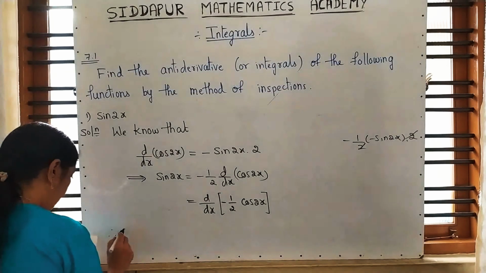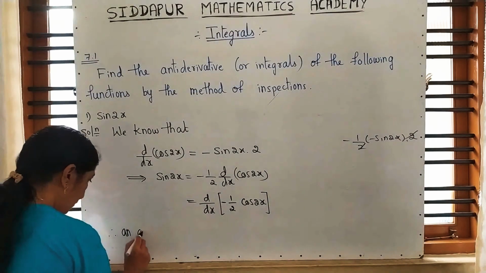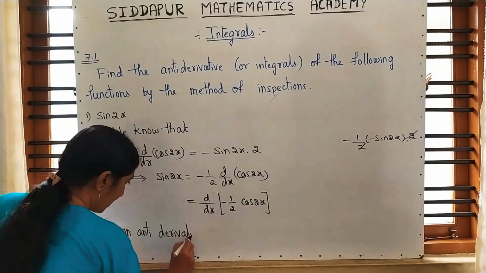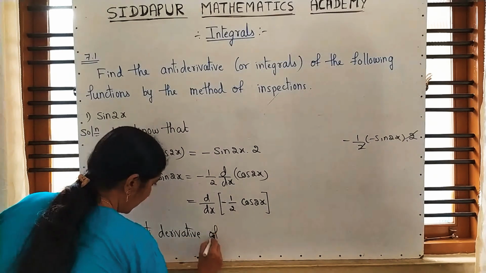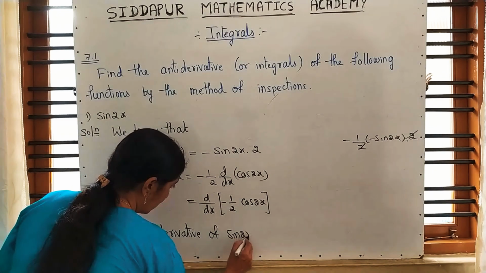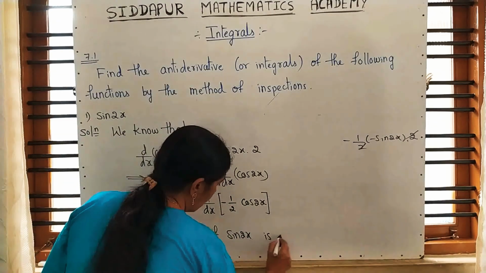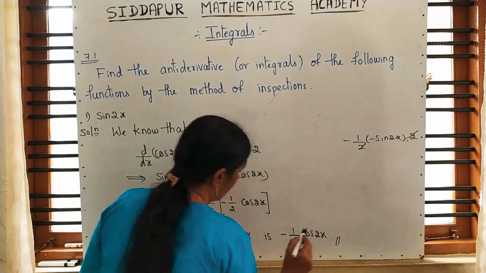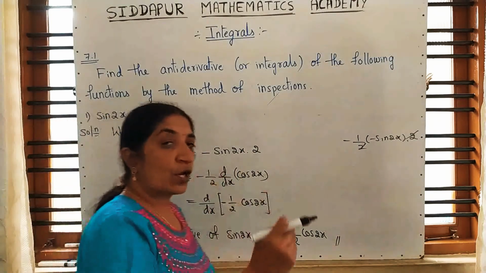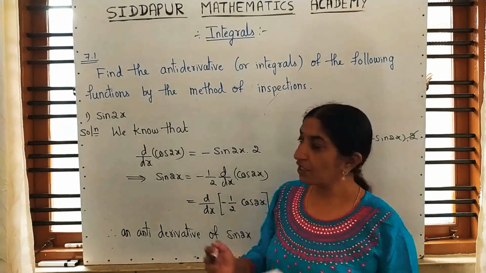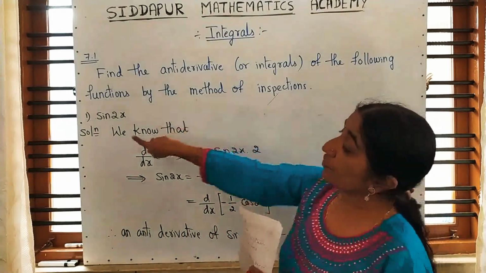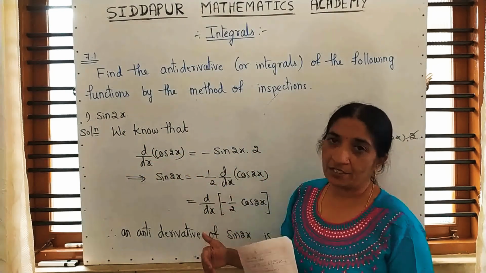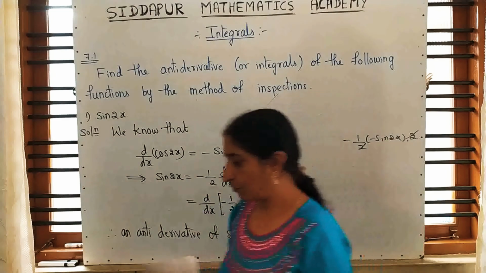Therefore, an antiderivative of sin 2x is minus 1 by 2 cos 2x. Understood? Just you have to recall your memory and go for differentiation. Differentiation of which term gives you sin 2x? First write down that with the differentiation sign, then rearrange. Is it simple or what? Yes. Moving to the second question.